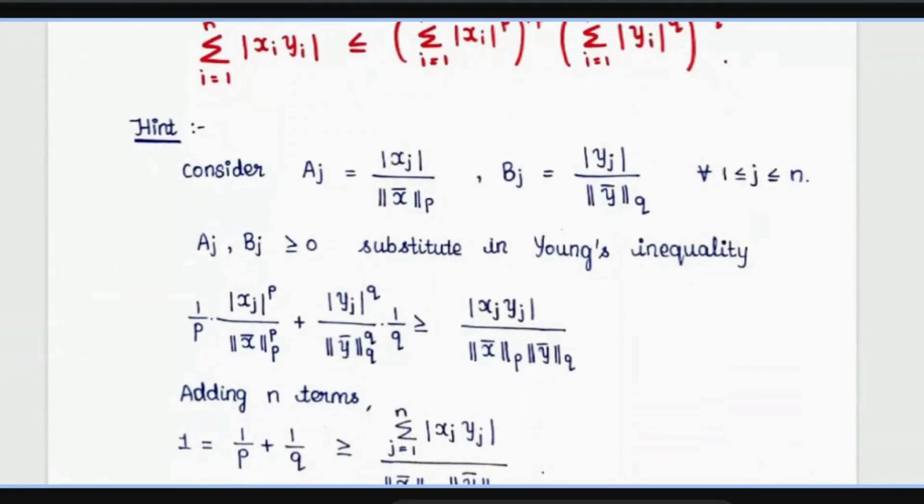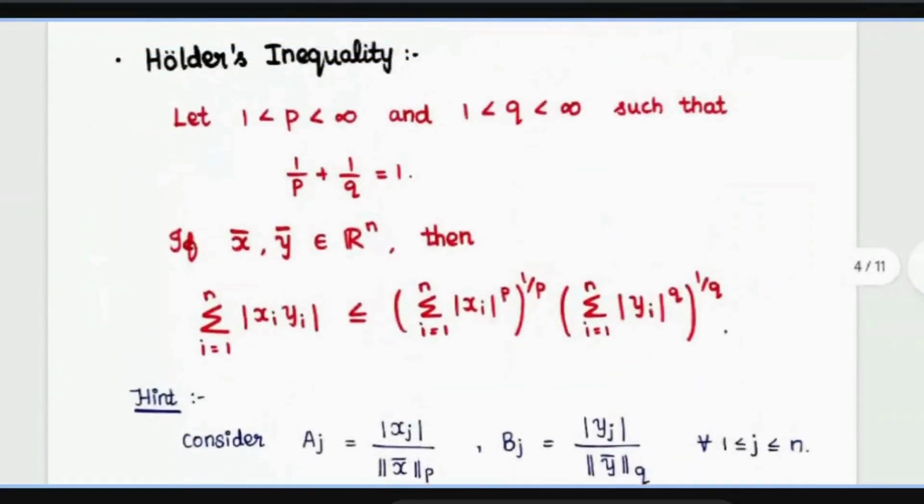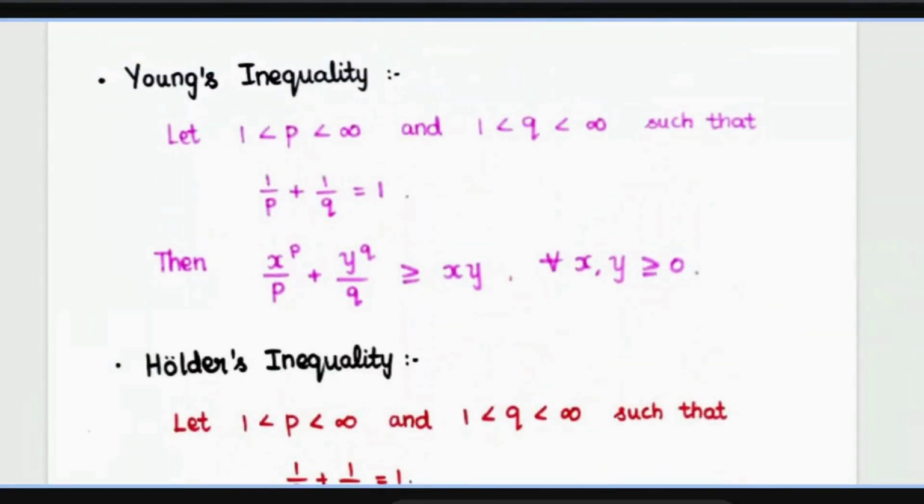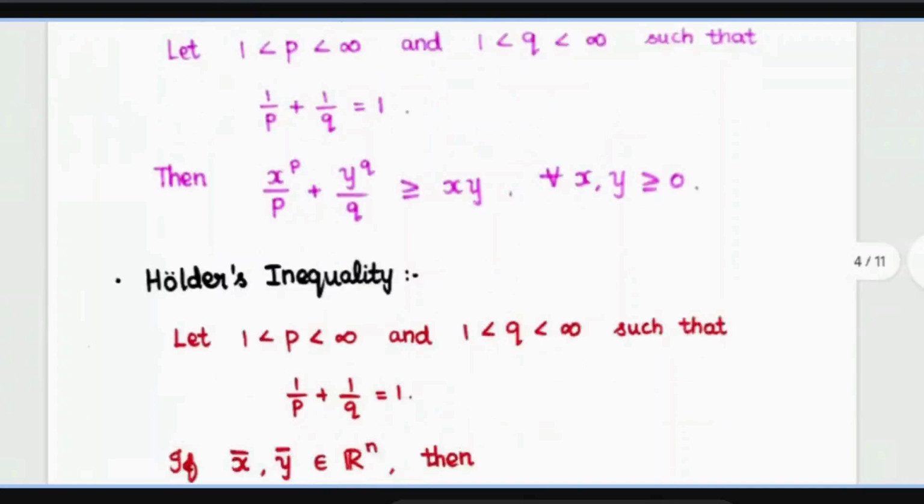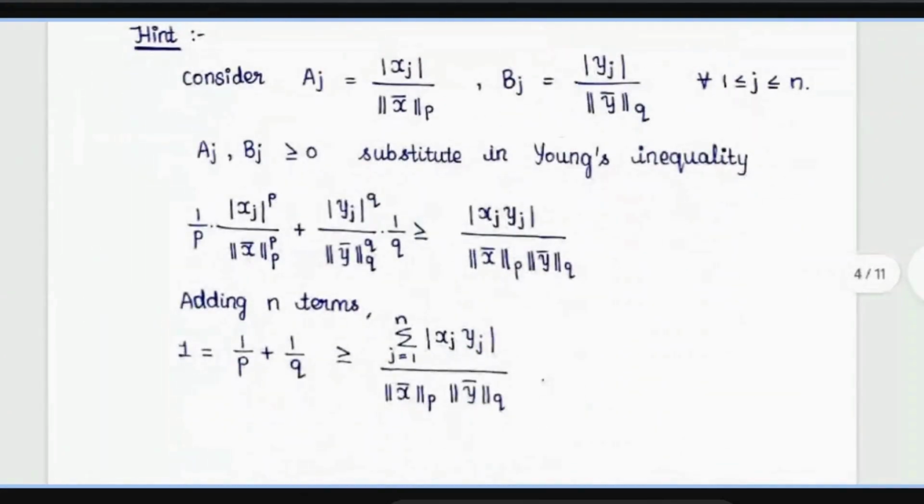Just consider aj as modulus of xj by LP norm of x bar, and bj as modulus of yj by LQ norm of y bar. We know that these two, aj and bj, are greater than or equal to 0. Substitute aj and bj in place of x and y in Young's inequality, and we get an inequality that is true for all j from 1 to n. So just add those n terms and you will get the inequality.